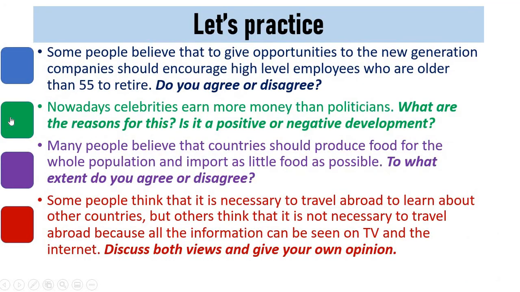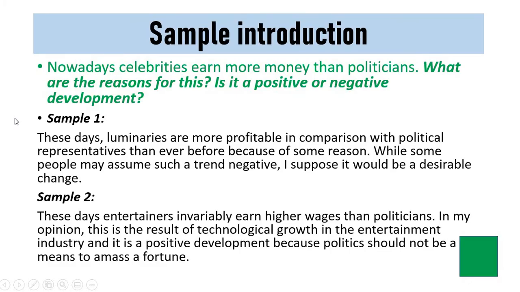Okay? Next, let's try the green one. So this one, it has two questions, reasons and then positive or negative development. It's short, but it's tricky. Nowadays, celebrities earn more money than politicians. What are the reasons for this? Is it a positive or negative development? These days, luminaries are more profitable in comparison with political representatives. Luminaries are celebrities. Political representatives are politicians, okay, than ever before because of some reasons.